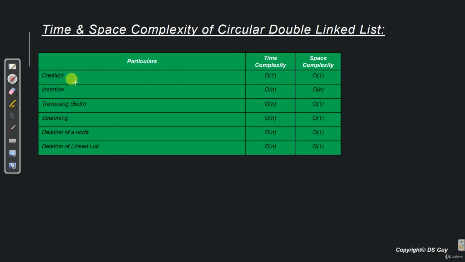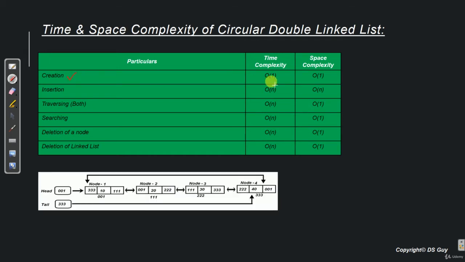So the first operation was creation of a circular double linked list. The time complexity we saw was order of 1 because all that we have done is we have initialized some of the reference variables and created one single node over here. So doing all these operations will take order of 1 time. Space complexity again was order of 1 because we have created only one single node.